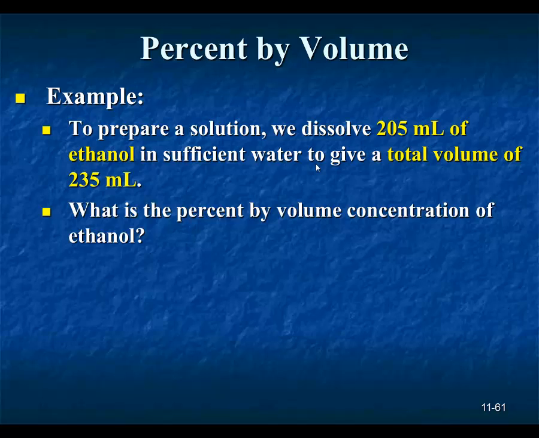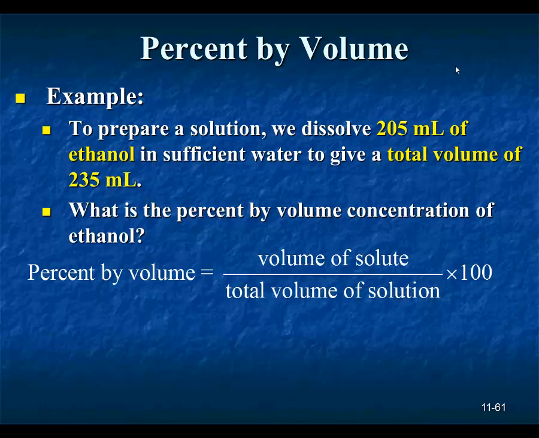Okay, so here's an example. We take 205 milliliters of ethanol. We're dissolving it in sufficient water to give a total volume of 235 milliliters of everything combined, which would be the ethanol and the water components. So let's find the percent by volume concentration of ethanol. So I'm going to take the volume of the solute. The volume of the solute here, we could define that as the ethanol. The total volume of the solution would be the ethanol and water.